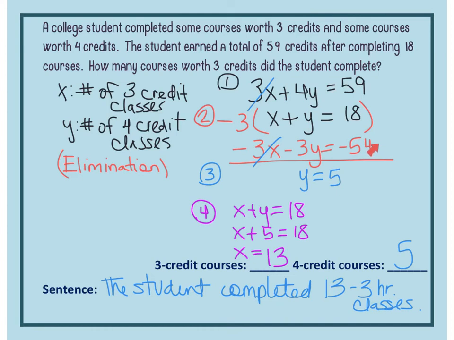What's next, in blue, I added this red one and this top black one together. And my x's were eliminated because 3x minus 3x is gone. I then had 4y minus 3y, 1y equals 5. What's next, in purple, I took that 5 and I substituted it back in. And I ended up with x equals 13. As a sentence, remember they were only asking how many courses worth 3 credits did they complete. So officially the answer is the student completed 13 3-hour classes.